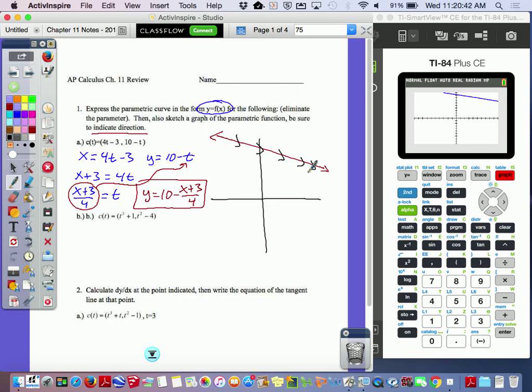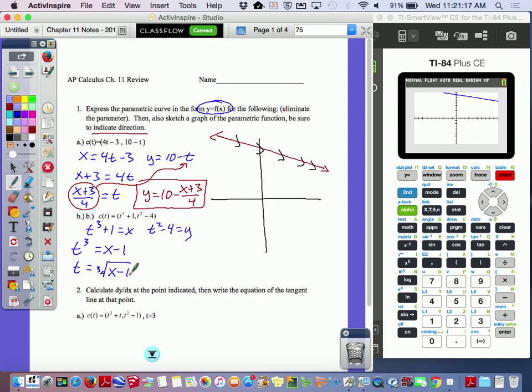For our second problem, we're going to do something very similar. So we will start with solving for t. And I'll do the same thing. I've got t cubed plus 1 equals x, and t squared minus 4 equals y. So we'll solve for t. We'll get x minus 1 equals t cubed. And so we would need to do the cube root of x minus 1.